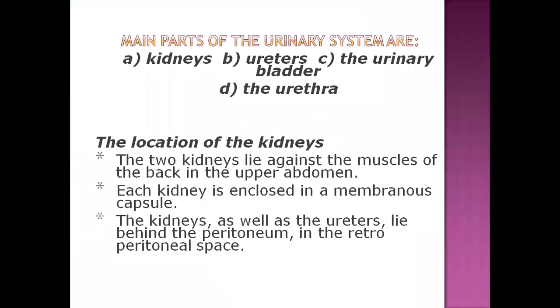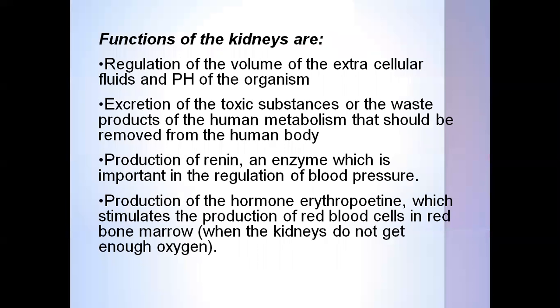The main parts of the urinary system are the kidney, ureter, urinary bladder, and the urethra. The location of the kidney: the two kidneys lie against the muscles of the back in the upper abdomen. Each kidney is enclosed in a membranous capsule. The kidney as well as the ureter lie behind the peritoneum in the retroperitoneal space.